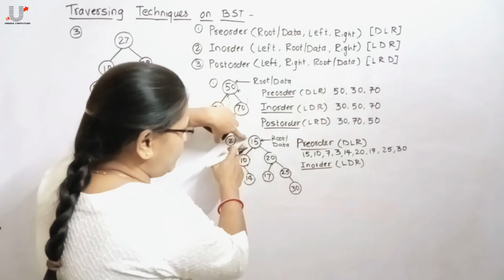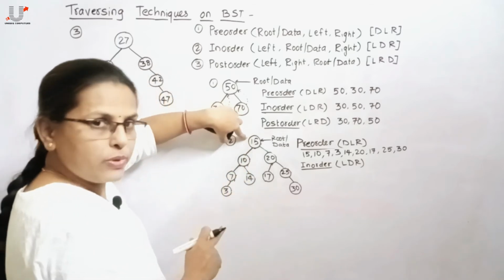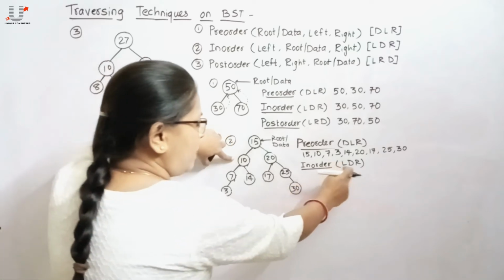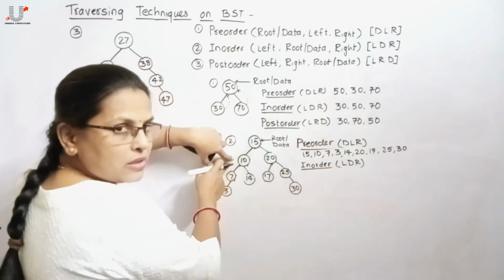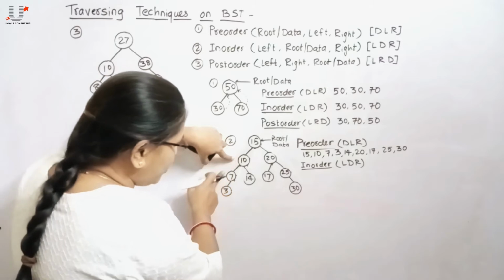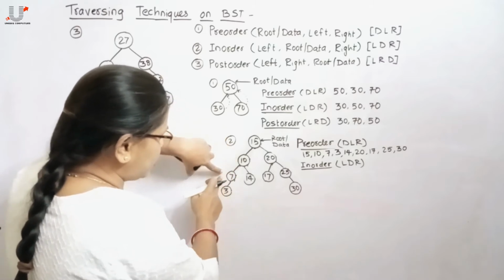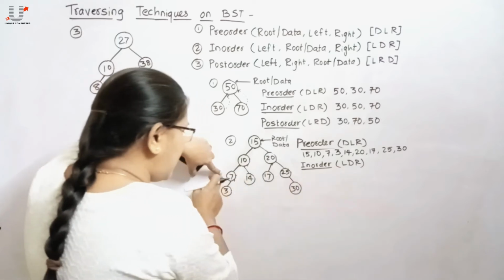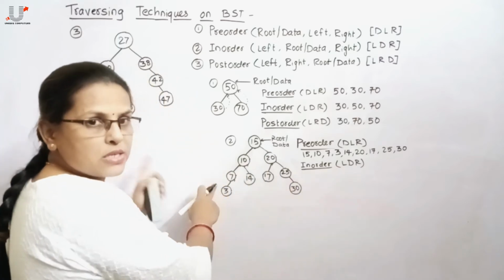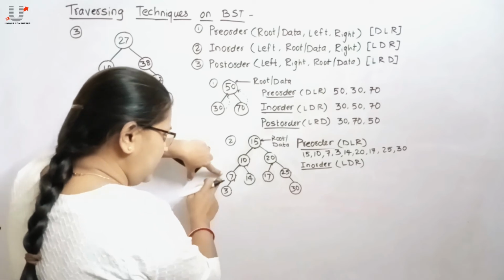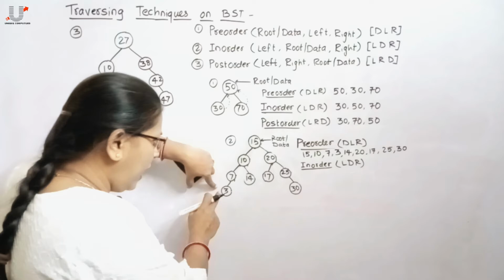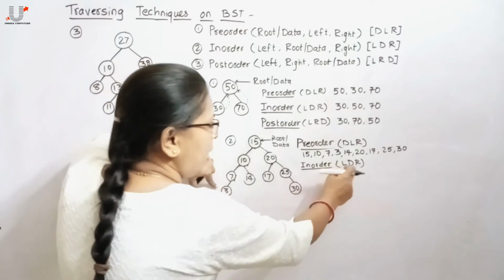Check whether that 15 has an unprocessed left subtree. Yes, so the control will transfer to 10. Again apply LDR for that 10. It has an unprocessed left subtree, so again the control will transfer to 7. On that 7, check whether it again has an unprocessed left subtree. Yes, so the control will transfer to this 3, and on this 3, again apply LDR.